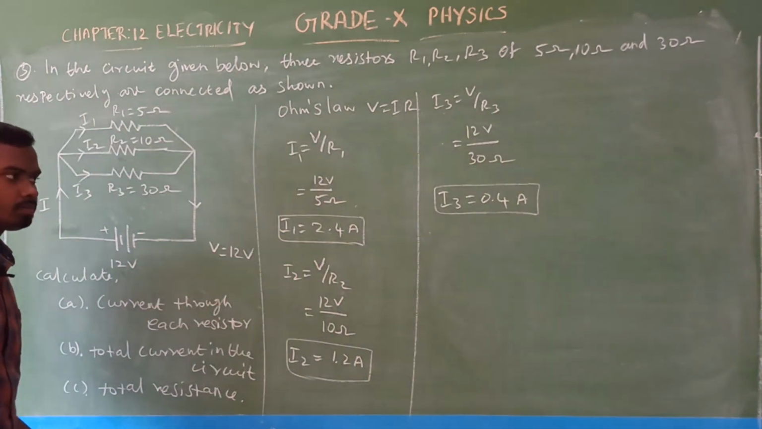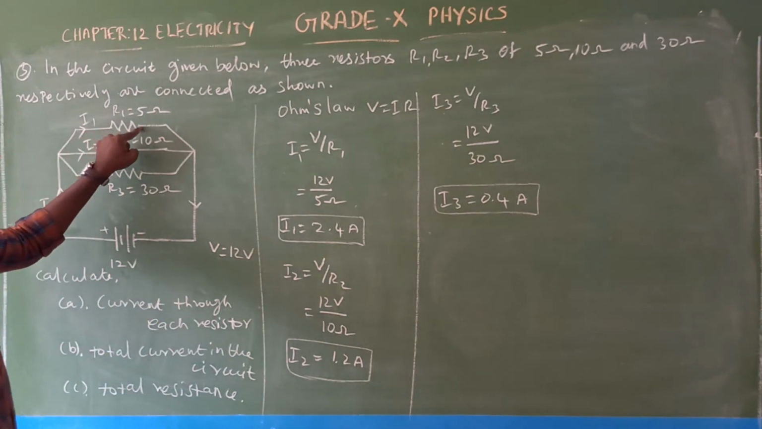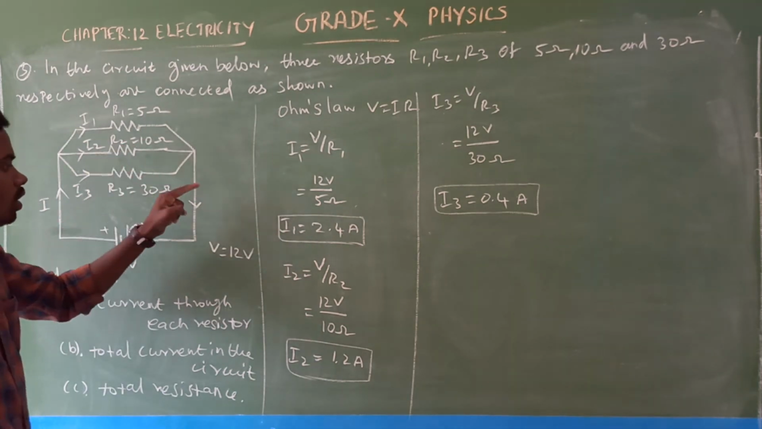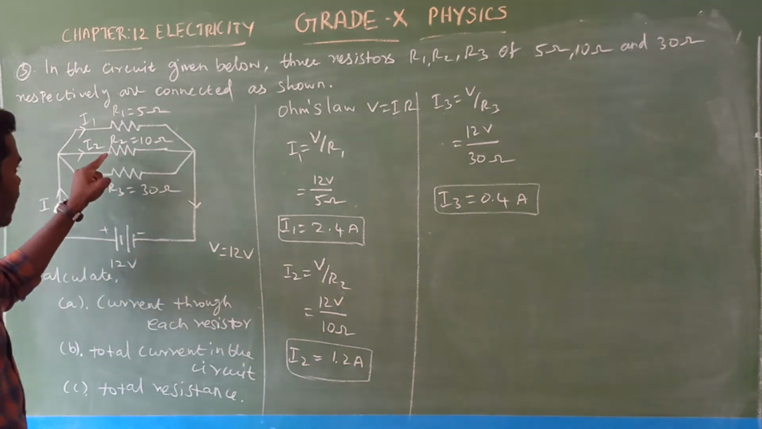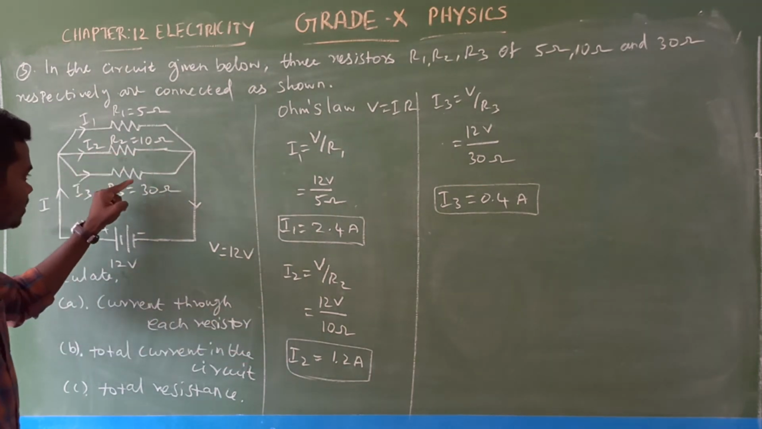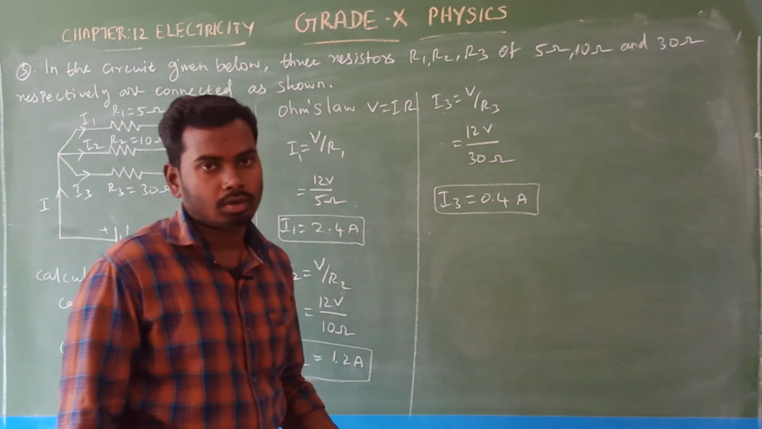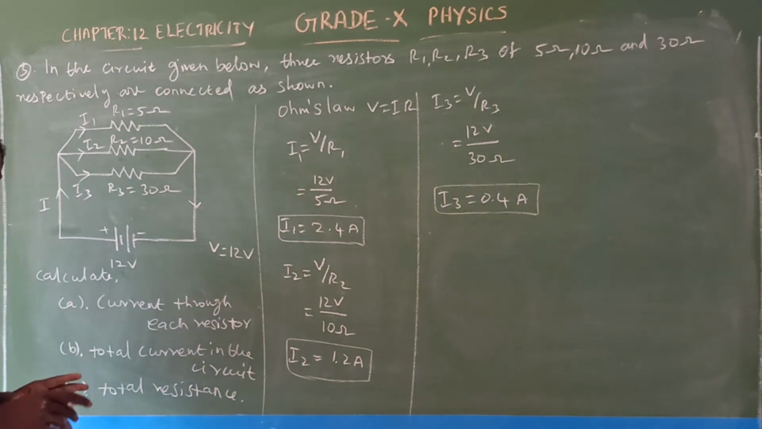Okay students, that's all. It's a very easy one. So look at here. Across the resistor R1, the current value is 2.4 ampere. Across the resistor R2, 1.2 ampere current is flowing. Across the resistor R3, 0.4 ampere current is flowing. That's all. So the first one is completed: current through each resistor is completed.